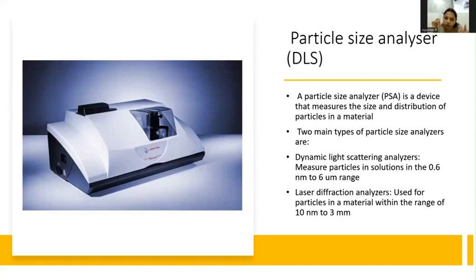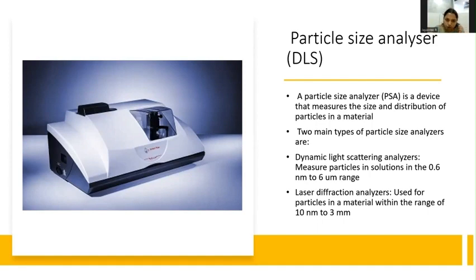So if you are very sure that your material is only nano in size, around 10 nanometer or 20 nanometer, you have to go for the DLS method. There is also another particle size analyzer called the laser diffraction analyzer, which uses a laser light. It can identify particles above 10 nanometers, in the micron range, up to 3 mm. That is comparatively larger particles, so you have to use laser diffraction analysis. These are the two particle size analyzers which generally exist in our labs.